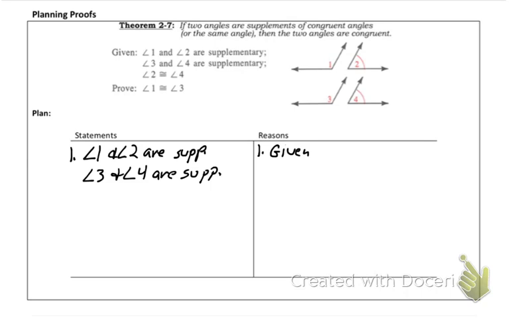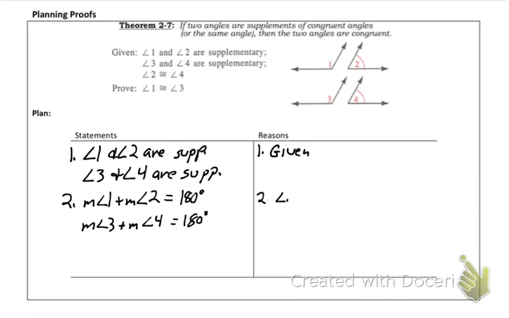So remember, anytime they tell me something is supplementary, I need to tell what that means. That is always our first step. If they give me a word, I'm going to explain it down here. So down here, I'm going to go ahead and say, well, that means that measure of angle 1 plus measure of angle 2 equals 180. And it also means measure of angle 3 plus measure of angle 4 equals 180 degrees.